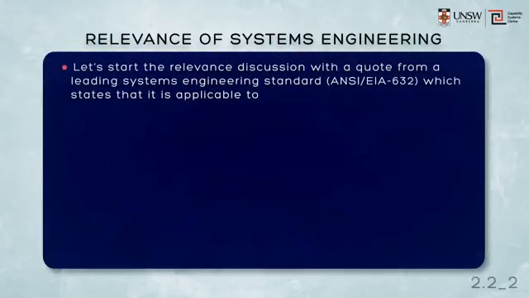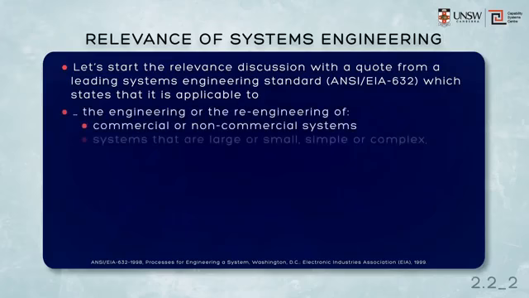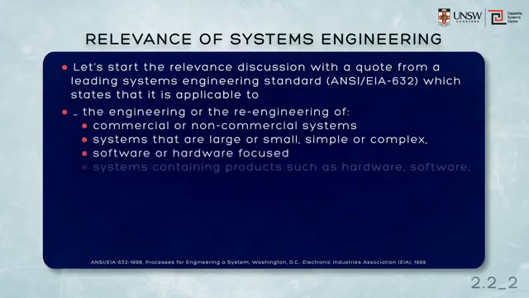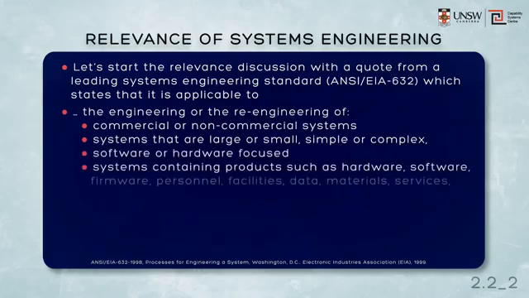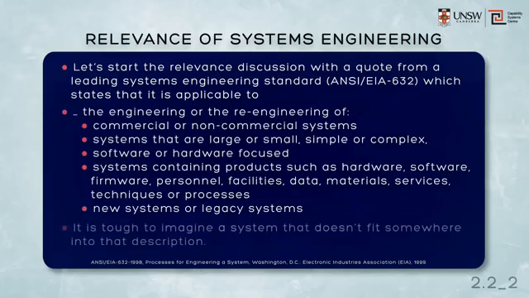For example, NCIA 632 states that the standard itself is applicable to the engineering or re-engineering of commercial or non-commercial systems or part thereof, any system: small, large, simple, complex, software intensive, precedented, unprecedented, systems that comprise hardware, software, firmware, personnel, facilities and so on, new systems and legacy systems. It's actually quite difficult to imagine a system that doesn't fit that sort of description. So in other words, systems engineering applies to all systems.